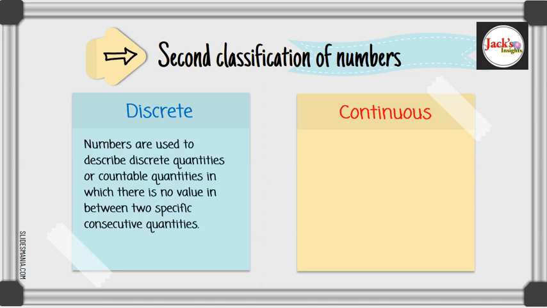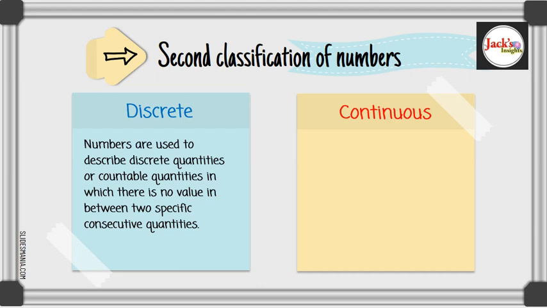Discrete numbers. Numbers are used to describe discrete quantities or countable quantities in which there is no value in between two specific consecutive quantities. Just like the cardinal numbers, we can say that the number is discrete, or the number describes discrete quantities, if it does not have a decimal part or it is only a counting number. So that is a discrete number, the function of a number to describe discrete quantities.